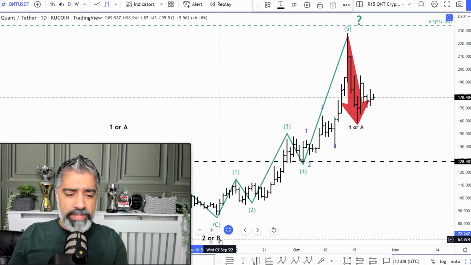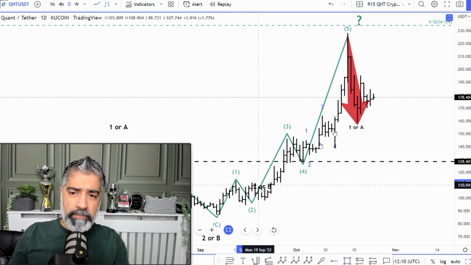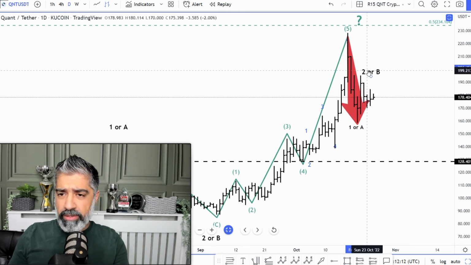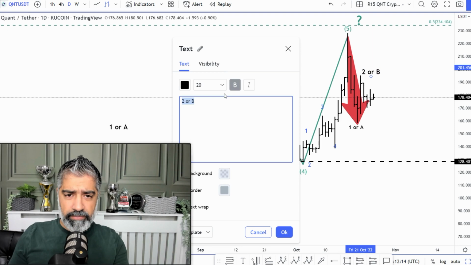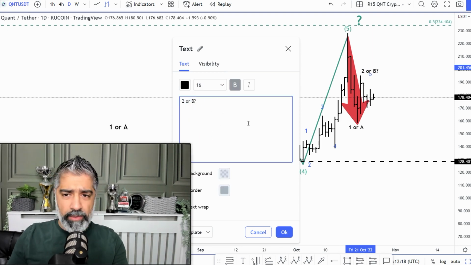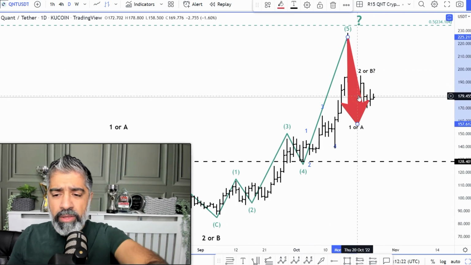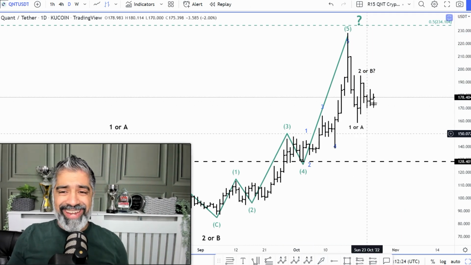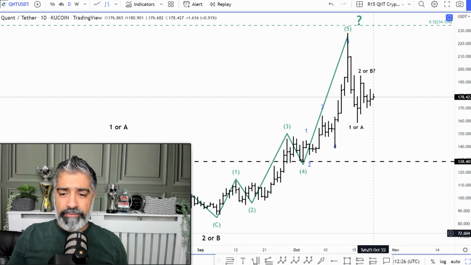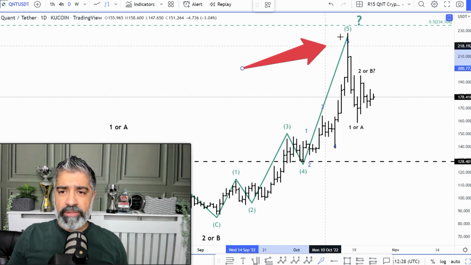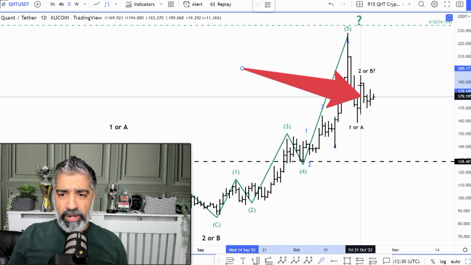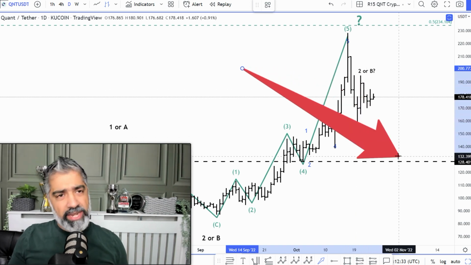And then we're going to use this 2 or B up here. I'm just going to make it a bit smaller so it stands out, and we're just going to put a question mark beside it. So more often than not, we'll get a third leg to the downside, as in we got the first leg down, we got a correction up, and then we'll probably get another leg to the downside.